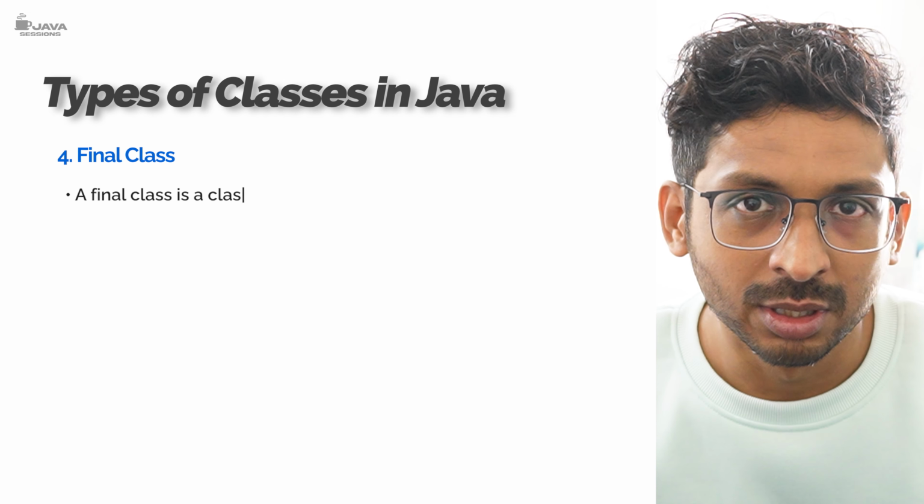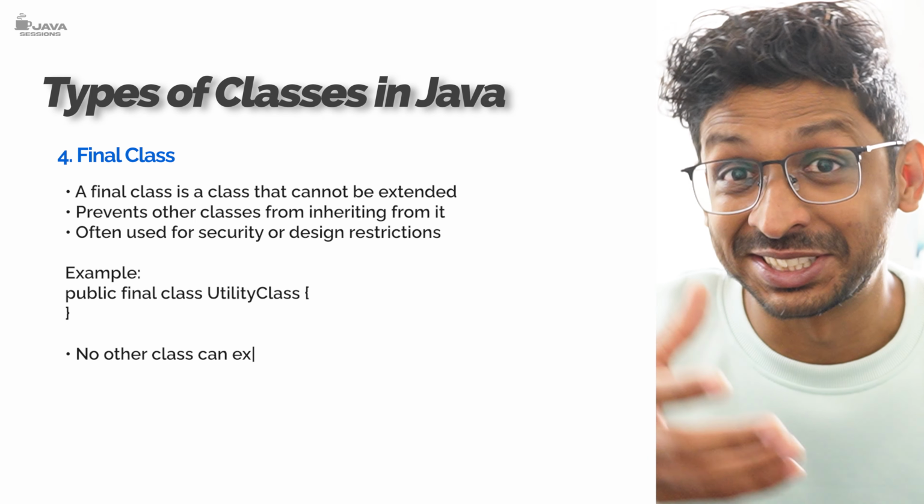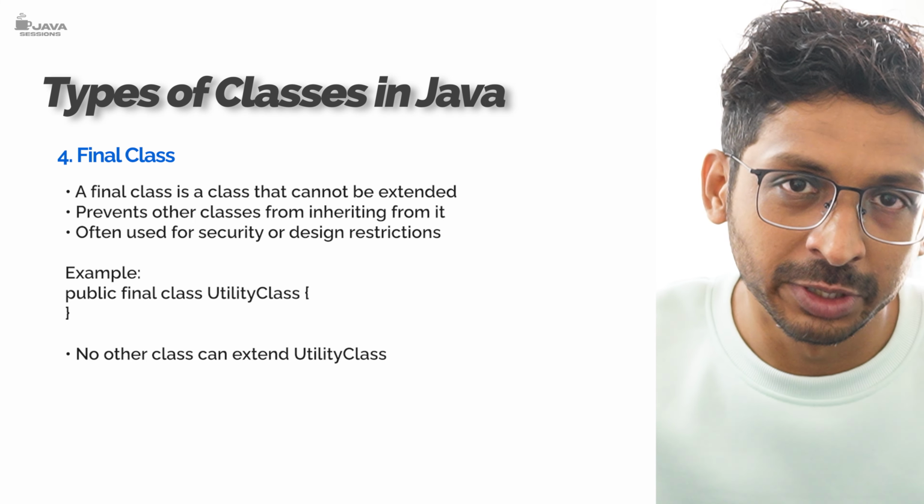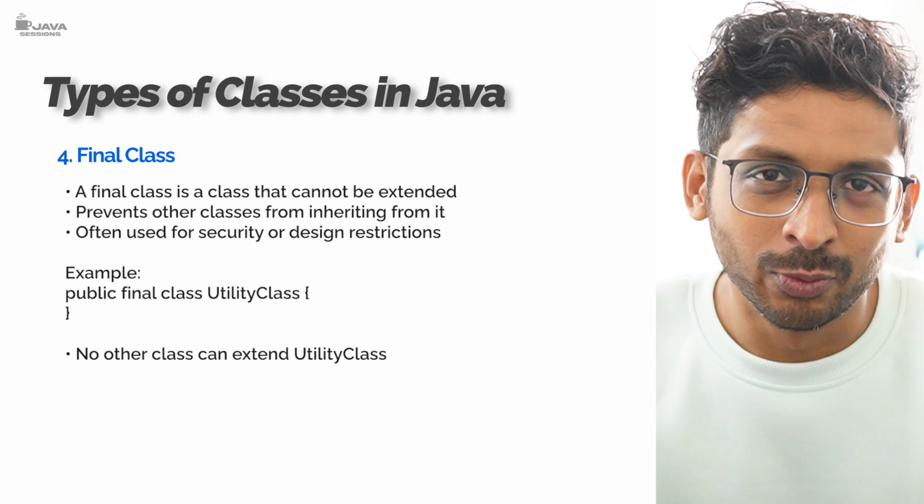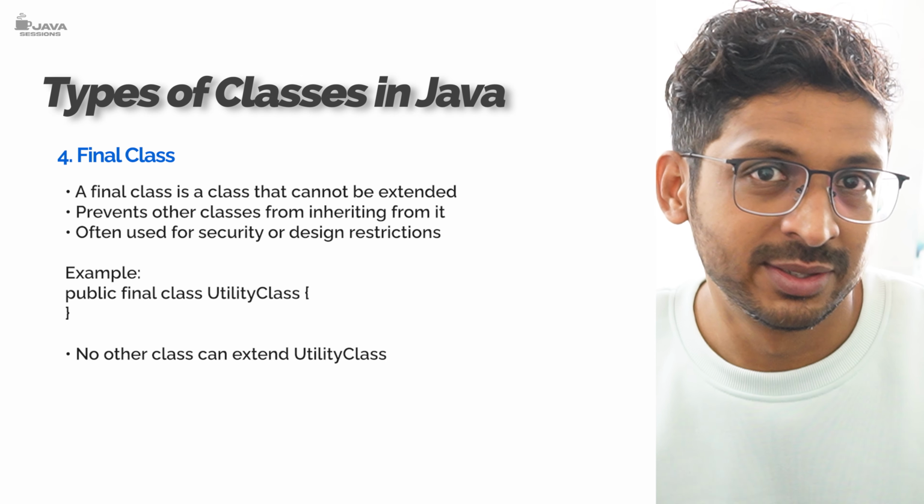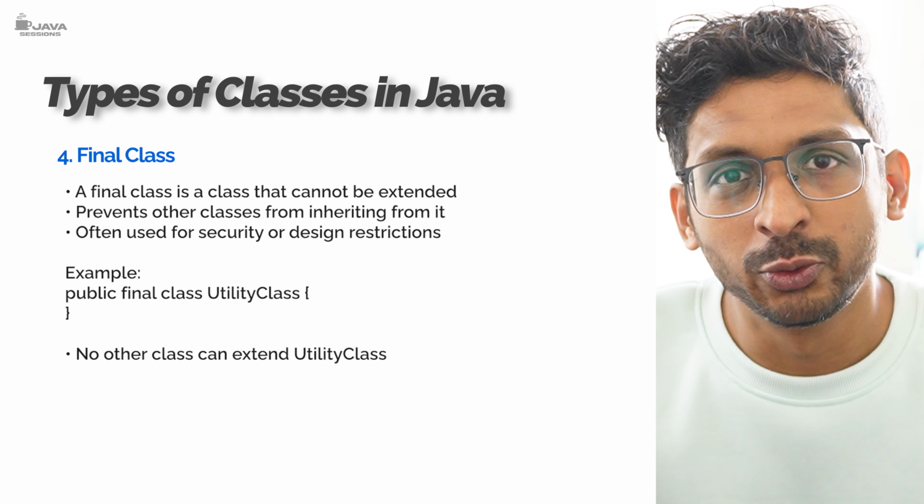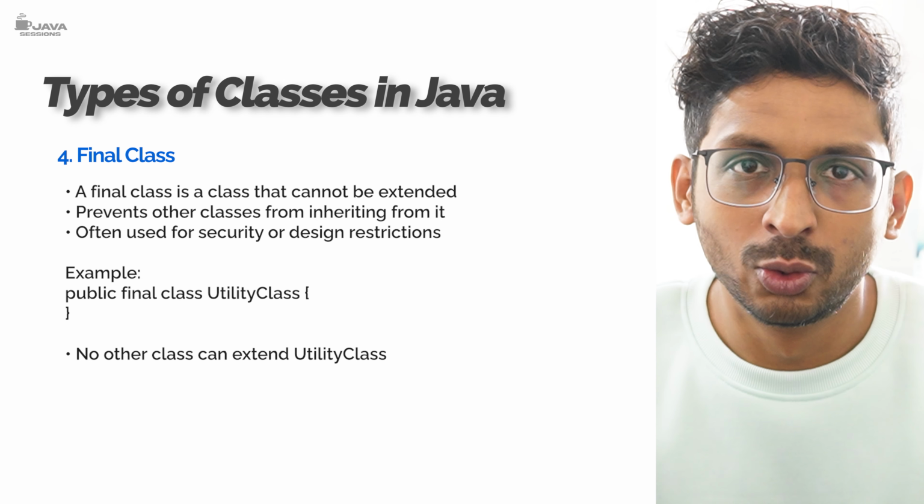And then we have final class. This is a class which cannot be extended. We'll understand the concept of extending a class in the chapter of inheritance. The concept here is once we define a class as final with a final keyword, no other class can inherit properties from this final class. This is useful when you want to prevent any modifications through inheritance.